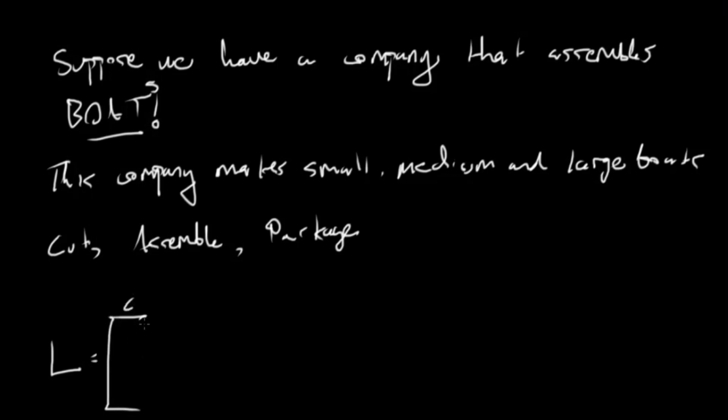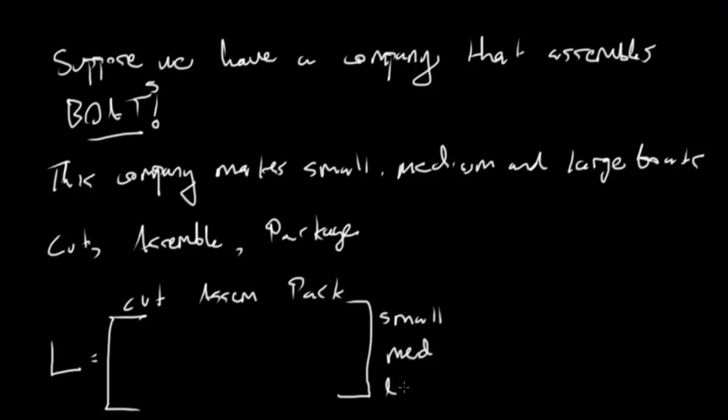The first column is going to talk about cutting. The second column is going to talk about assembling. And the third column is going to provide us information on packaging. The first row will describe a small boat. The second row will describe a medium boat. And the third row will describe a large boat. So we have 1, we have 0.5, and we have 0.2.